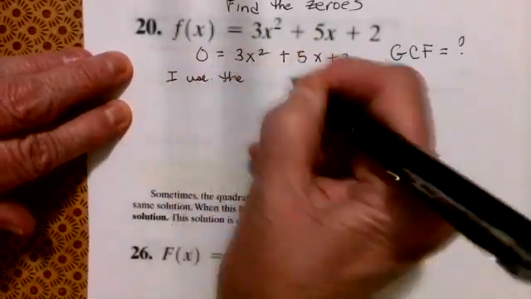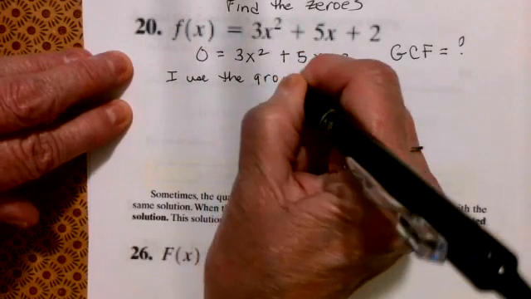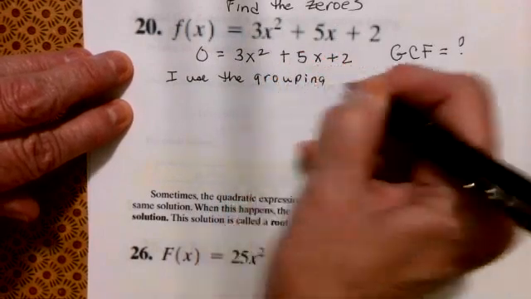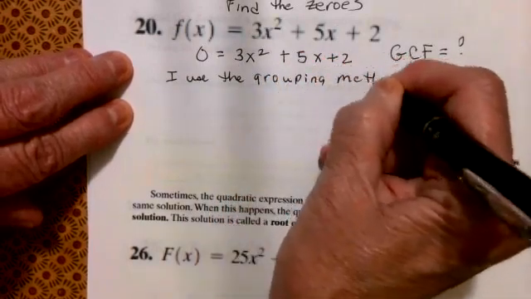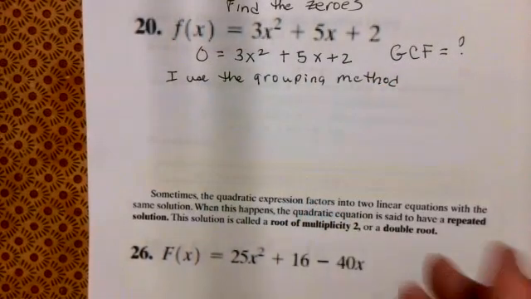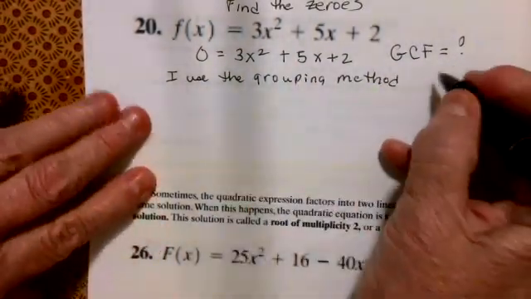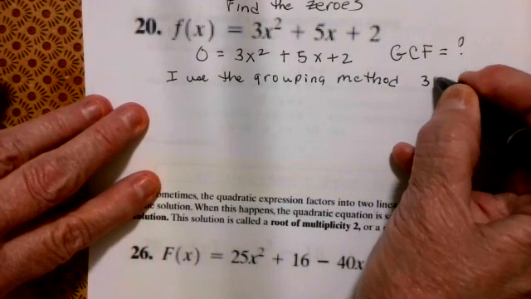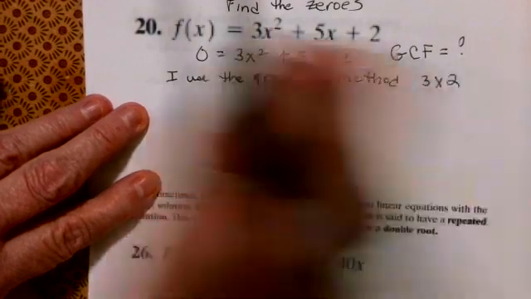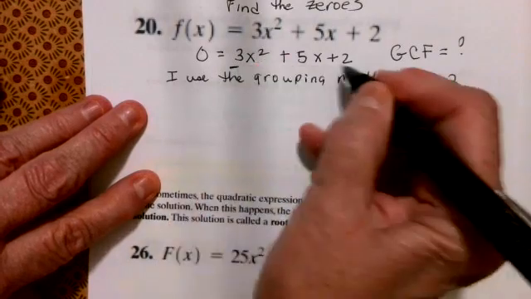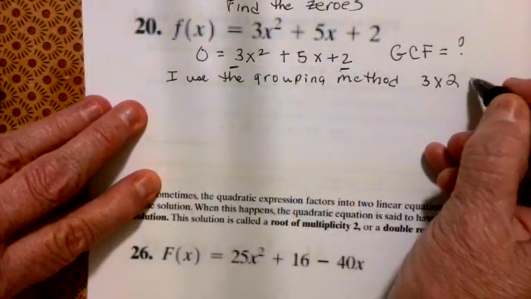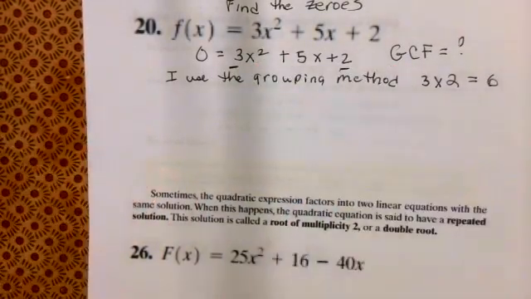And I think they teach this in the book too. And this just will always work, but you have to remember how to do it. So the way you do it is you go 3 times 3 times 2. So you're multiplying the first coefficient times the last coefficient, and that'll give you a 6.